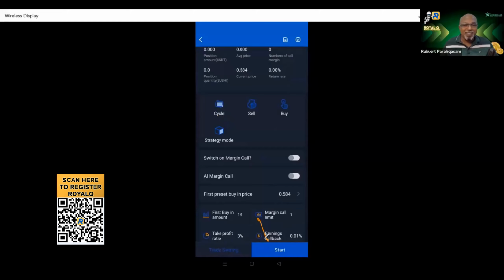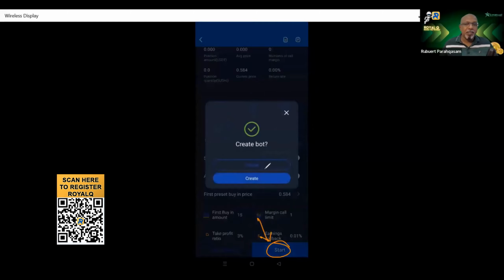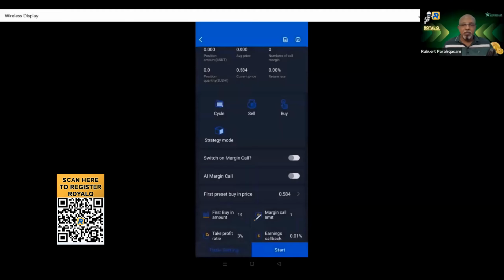Click start. Let's start it up. And then tap on Create. Good to go. After you have tapped on create, what will appear here? Pause. It'll be red, and you'll see the word pause. That means you've done it right.